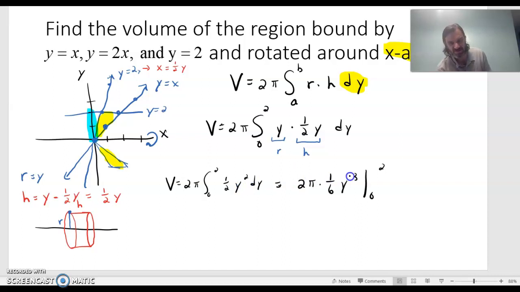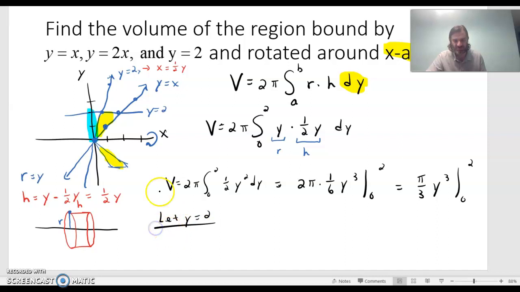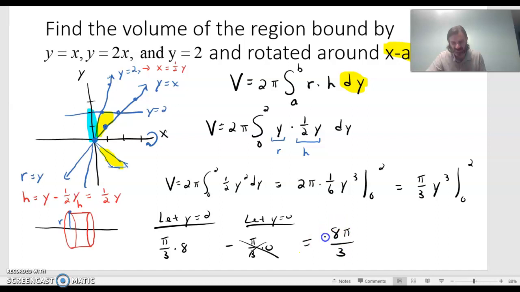y squared goes up to y cubed, and I divide by that 3, putting it in the bottom with the 2. Another cleanup, if we like: this is pi over 3 y cubed from 0 to 2. So we let y equal 2, and we have pi over 3 times 8, and then we subtract letting y equal 0, so pi over 3 times 0. That goes away, so it looks like we'll have 8 pi over 3.